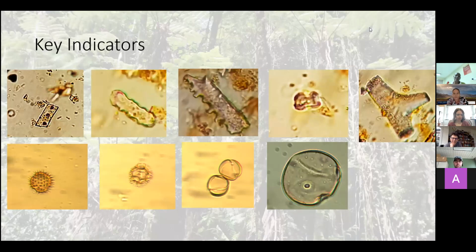So these are the key indicators that we are looking at on those images. We have phytoliths from sedges, we have phytoliths from seed grasses, and we have others from the woody components. Then from pollen, we have Bidens and Asteraceae that are the key indicators for the changes in these environments.